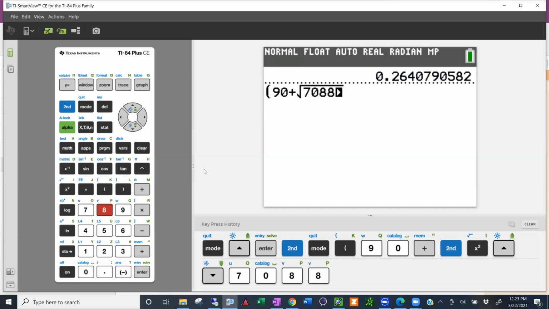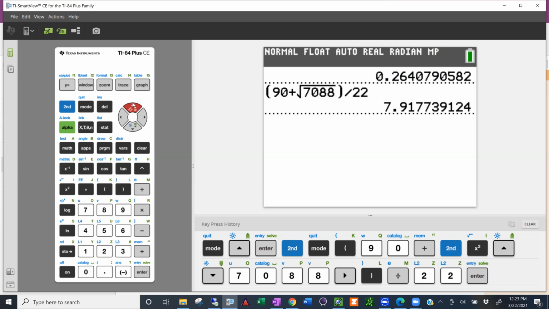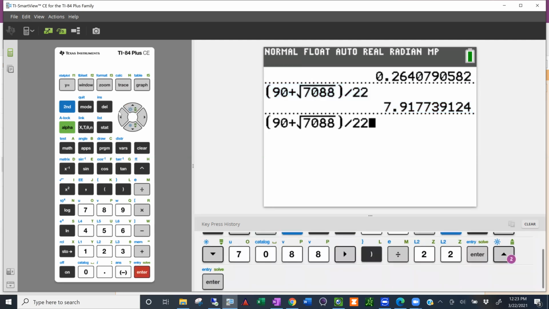Now you don't have to put in a right parenthesis, but you do have to hit the right arrow to get out from underneath the square root. That's what it tells it. Okay, you're going to take the square root of this number. Close parentheses, divided by 22. And then you can go back here to get, say, the negative root by simply changing that plus to a minus.